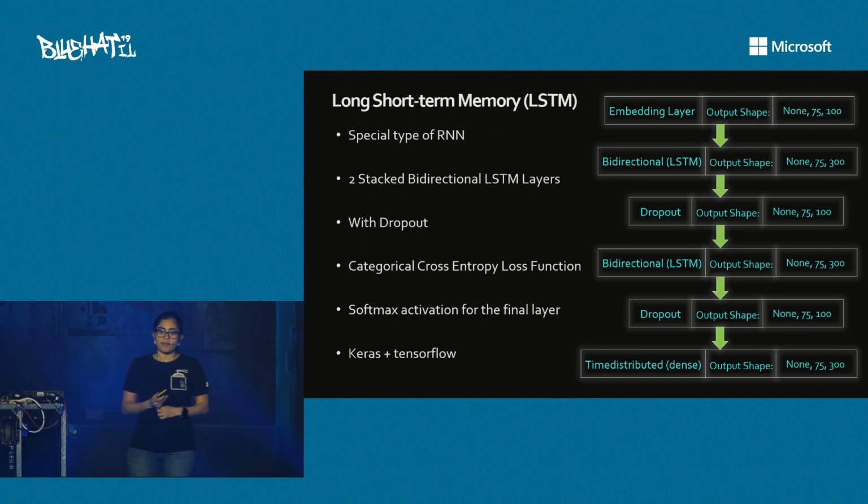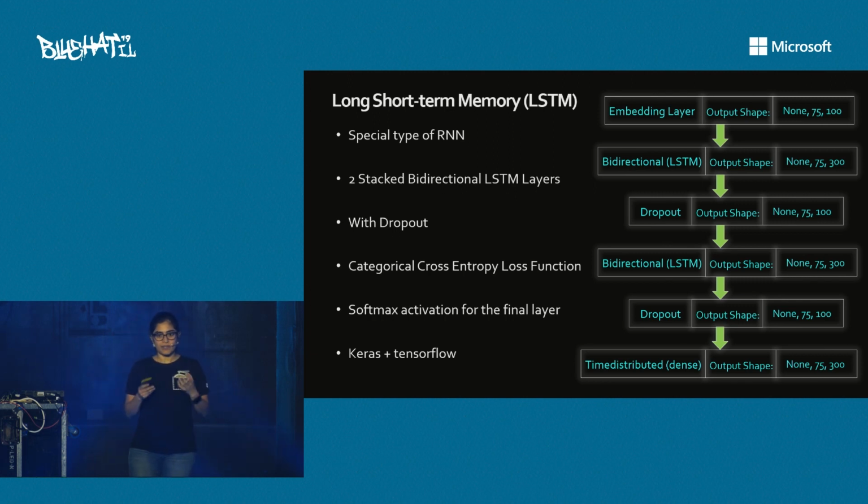We also tried a model based on LSTM. And LSTM is a special type of recurrent neural network. In our architecture, we had two stacked bidirectional LSTM layers with dropout. For our loss function, we used categorical cross entropy, and we used softmax activation for the final layer.